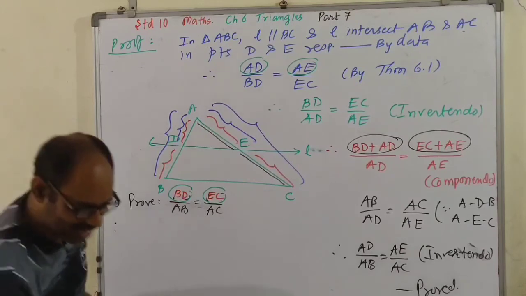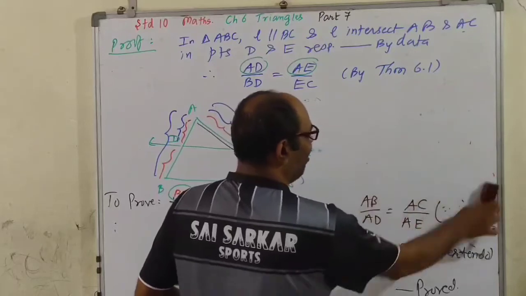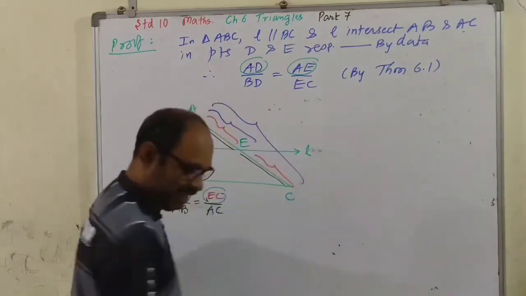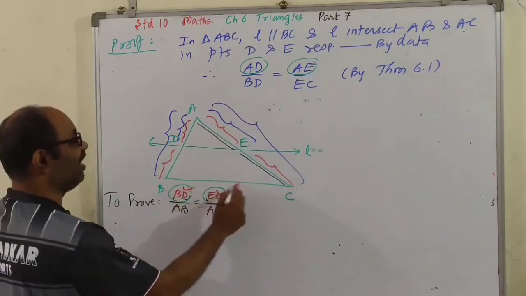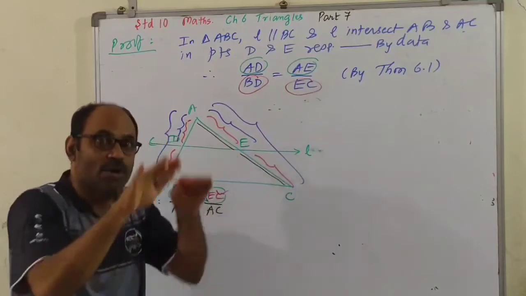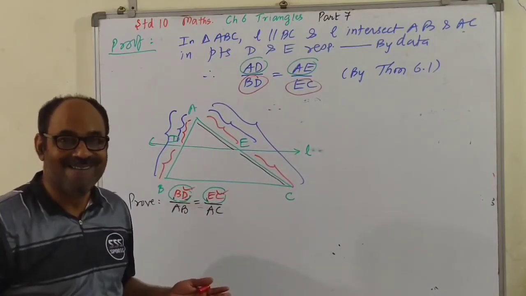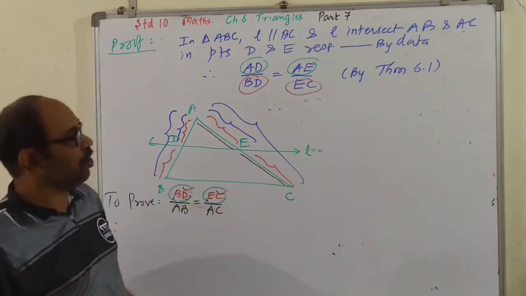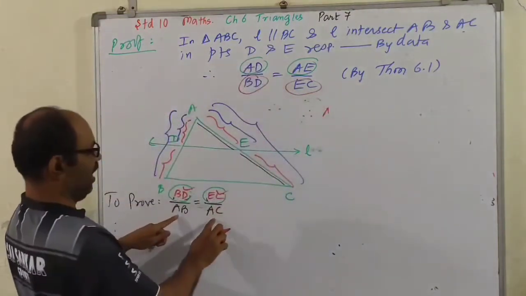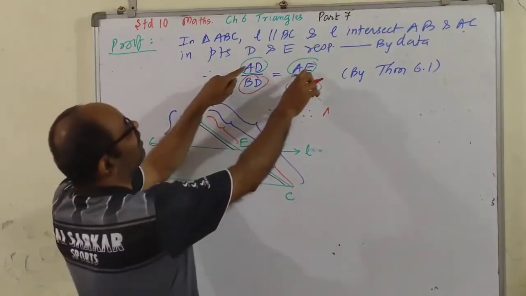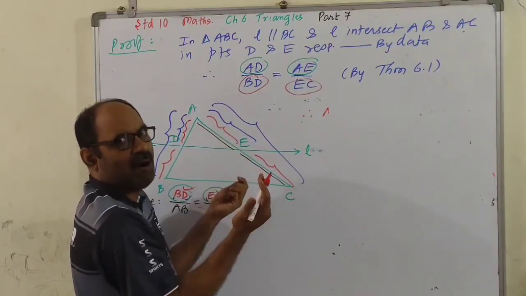That is very easy for this. Children, you don't need to do invertendo. Why? Because your BD and EC have come here, and they are in the denominator, so there is no need to make invertendo. Straight away you can go for componendo. Because we have to change the numerators: AB and AC have not come, instead there are AD and AE. For that you can use componendo or dividendo.